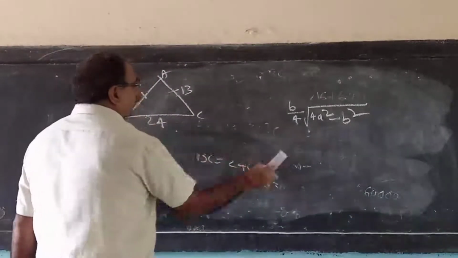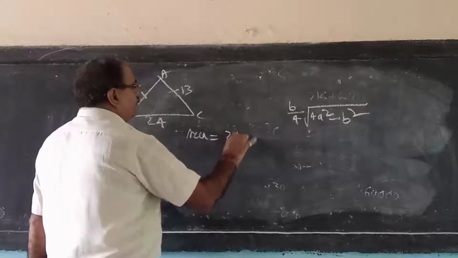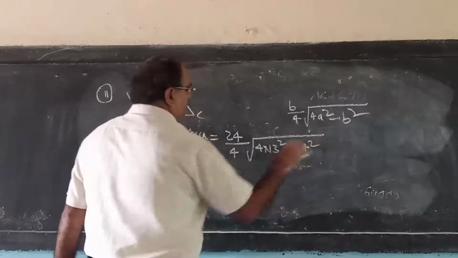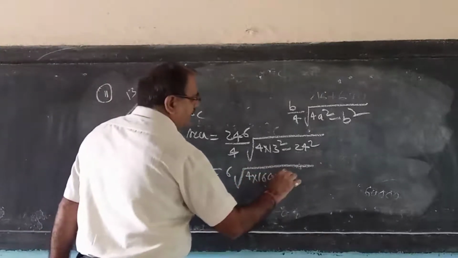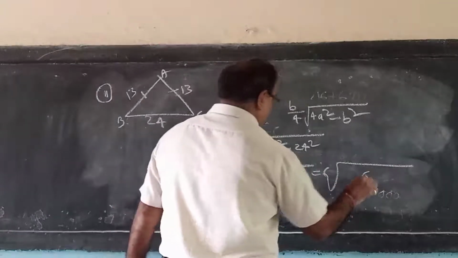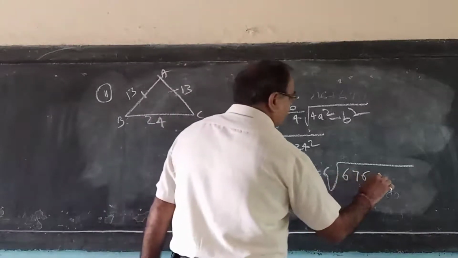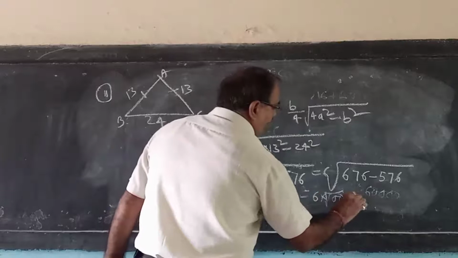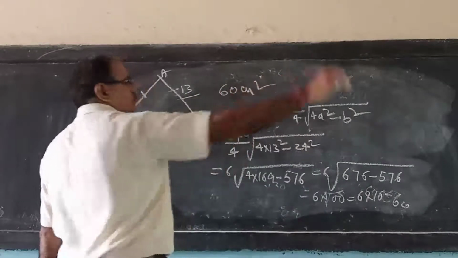Now to find the area, put this value in the formula. The formula I already gave you. Area is b by 4 root over 4a square minus b square, where a is 13 and b is 24. So 6 root over 4 into 169 minus 576, that is 676 minus 576, 6 into root 100, means 6 into 10, that is 60. What is the area? 60 centimeter square.